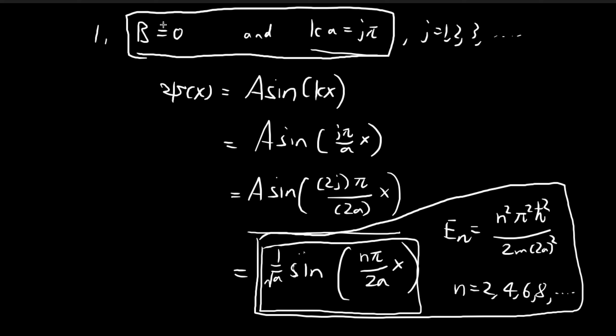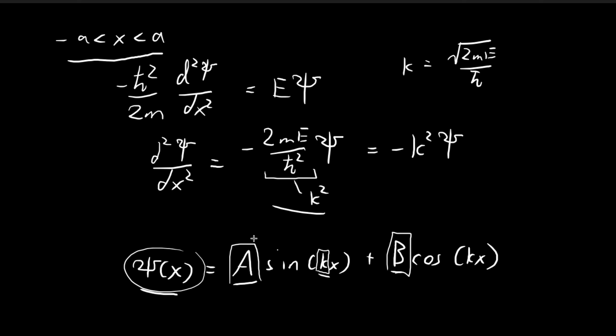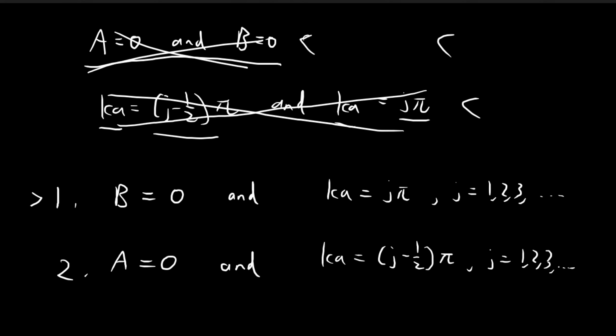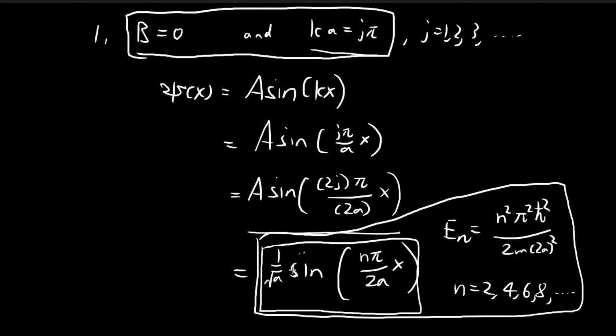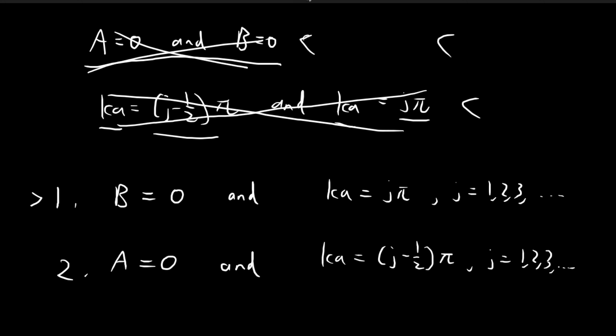Recall that originally in our problem we had 3 unknowns: A, B, and k. We found that for the case when B is equal to 0, which is the first unknown, the normalizing constant is equal to 1 over the square root of a, which is the second unknown. And then k, which is related to the energy levels, has also been found, because we have found the energy levels. So you see that all 3 unknowns have been found. So this is the first case. Now we're going to focus on the second case. We're going to do pretty much the same thing.